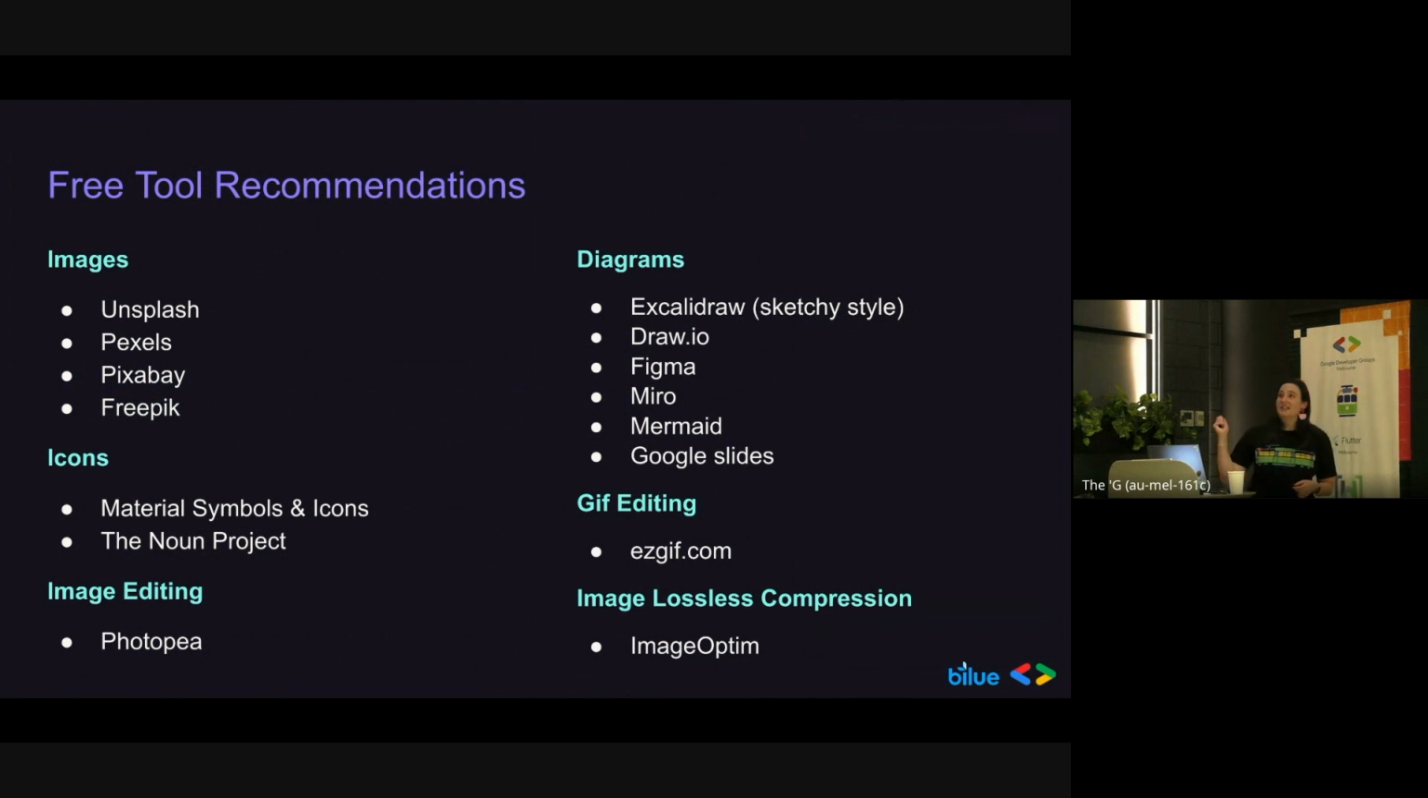Excalidraw is like a sketchy diagramming tool. I really like that one as well. Draw.io, Figma, of course, Miro, there's one called Mermaid. Google Slides. I've even done stuff in Google Slides and then just copy and pasted that out into an image. Works really well. For GIF editing, I use easygif.com. That is so good, so easy to use. Really good if you have no actual video editing experience. And for image lossless compression, I use ImageOptim, which is just a program you can run, drag things in, and it outputs losslessly compressed images.